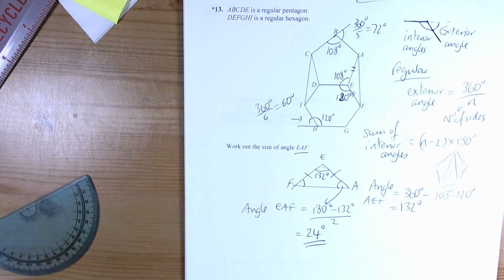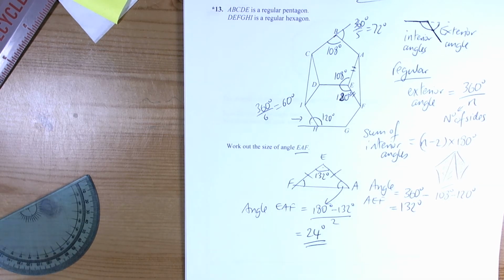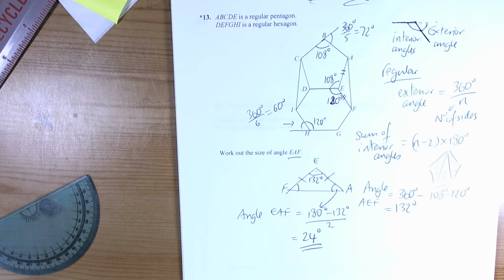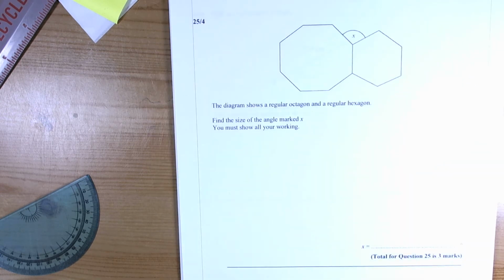Okay, so just do a quick check. 360 minus 108 minus 120 equals, take away the 180 equals, divide by 2 equals 24 degrees. Okay, so that's how that question could be done, thinking about angles in polygons and the rules around those.